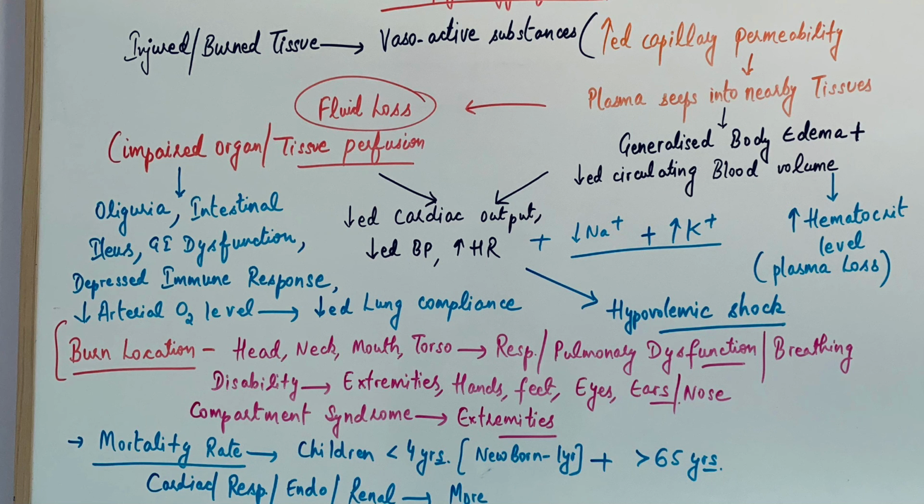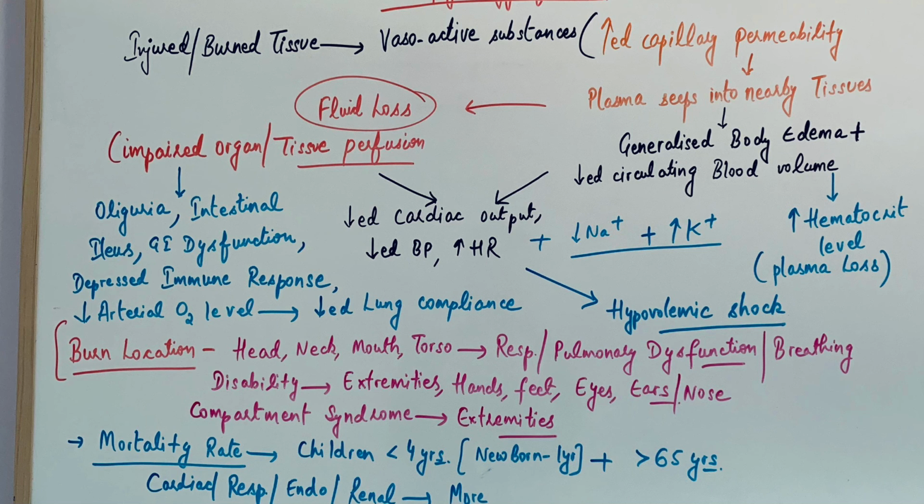And some burns can lead to disability for a lifetime. For example, if there are burns on the extremities like hands or feet, and they are majorly damaged, that can lead to disability. The patient cannot walk, he cannot write, or similar symptoms. Okay, that can lead to disability.